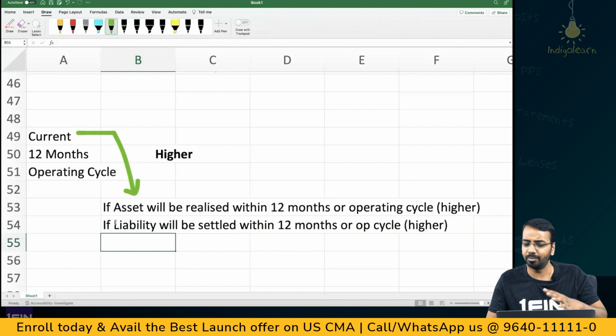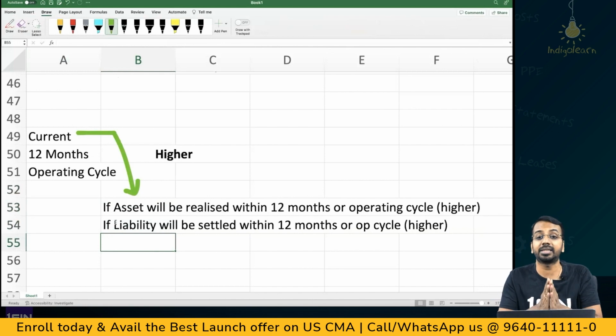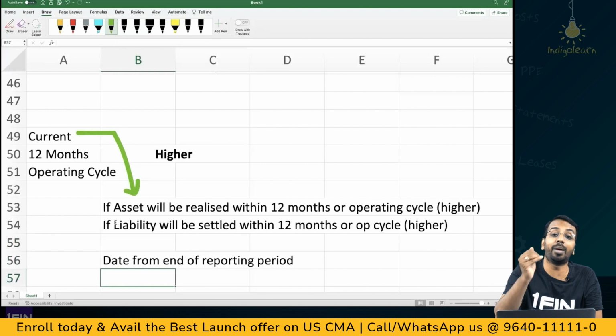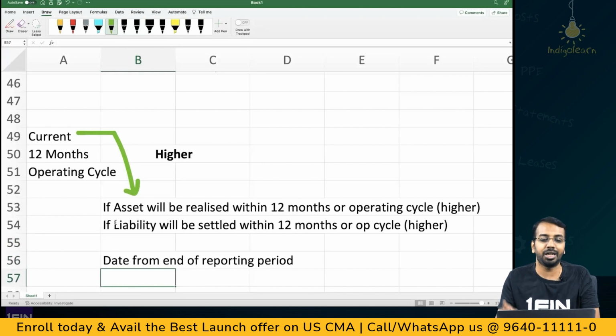So we have to check by default anything which will be settled within 12 months. Now the question comes: 12 months from which date? Date of sale or year end? You have to check from the end of the reporting period, so from the date of balance sheet. From the date of balance sheet, if something will be paid within 12 months, it's a current liability. If some asset will be realized within 12 months, it is a current asset.